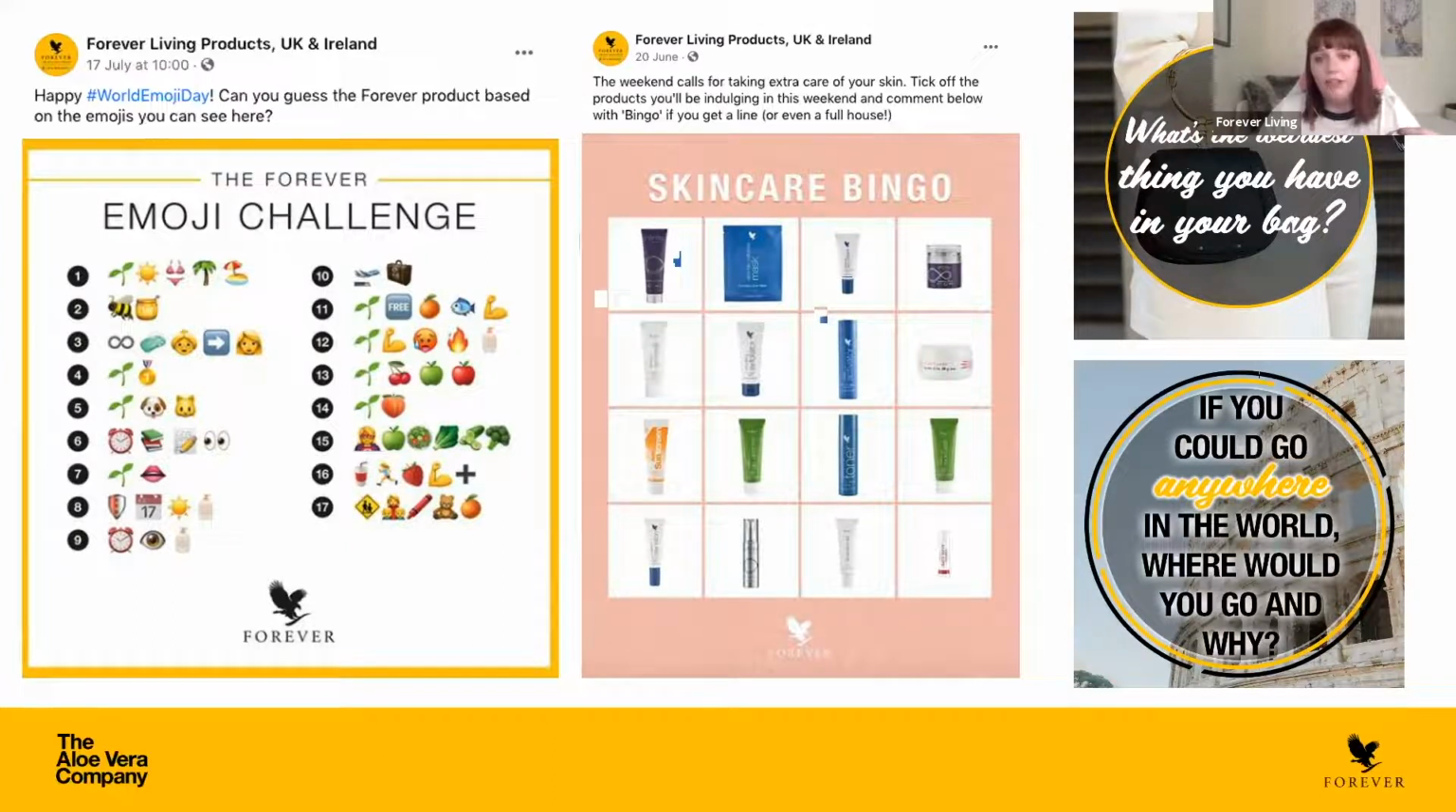And so these aren't related to products at all, but they're quite good ideas. Again, it's just a way to get people to sort of start having conversations with you. So this one says, what's the weirdest thing you have in your handbag? And this one is, if you could go anywhere in the world, where would you go and why? And that would just encourage people to kind of have a conversation with you and start leaving comments on your posts. So anything like this is a really great example of the kind of content that you can post to a Facebook group.